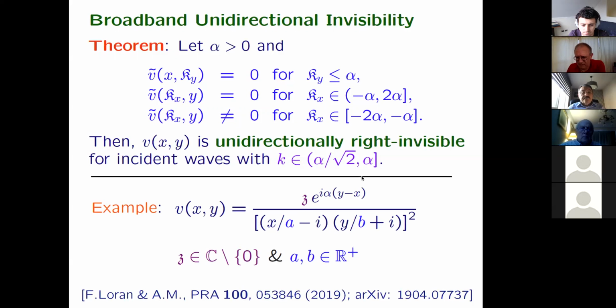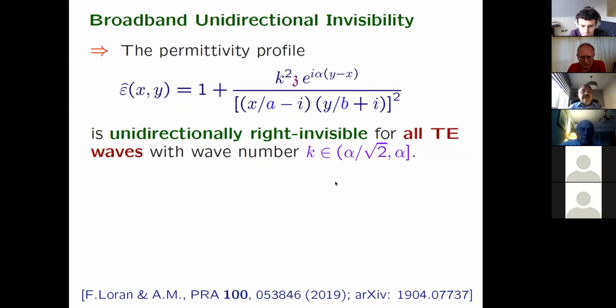And you can get examples. This is one example, and you can make it an example in electrodynamics. This is again a 2-dimensional permittivity profile with some free parameters that makes it unidirectionally right invisible for every transverse electric wave with wave number between alpha over √2 and alpha.